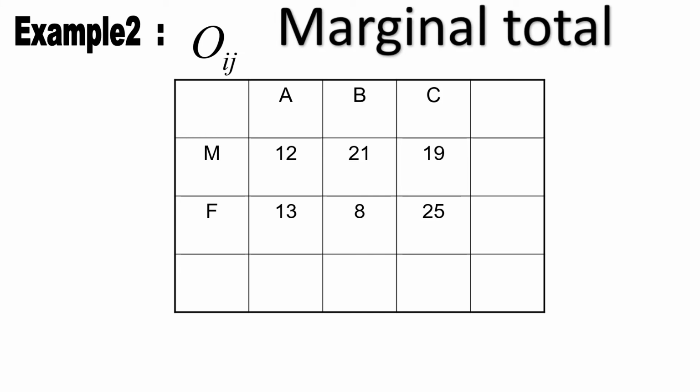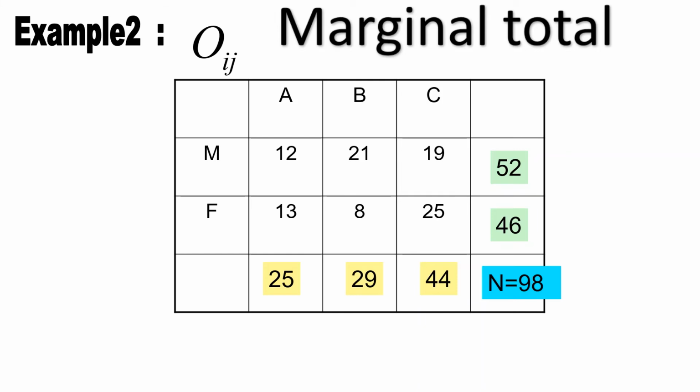For instance, the marginal total for the first row, M, is 52. The marginal total for the second row, F, is 46. The marginal total for the first column, A, is 25. The marginal total for the second column, B, is 29. The marginal total for the third column, C, is 44. The overall total is 98.